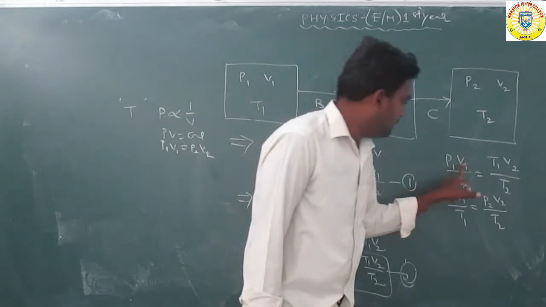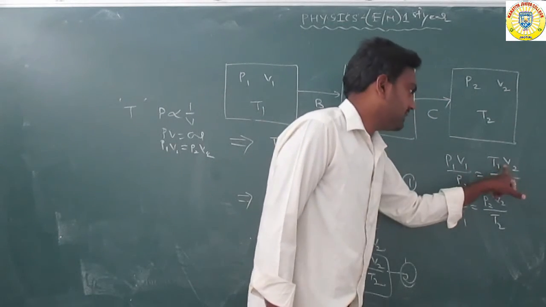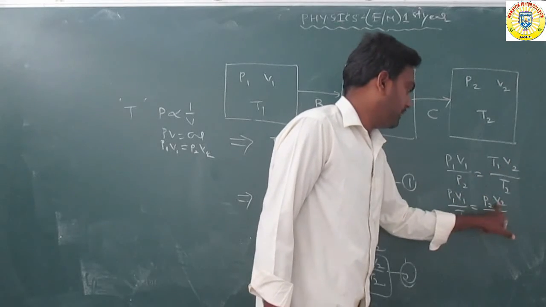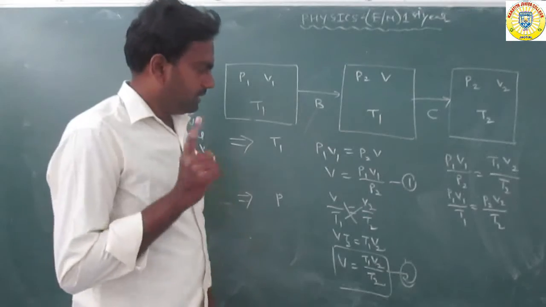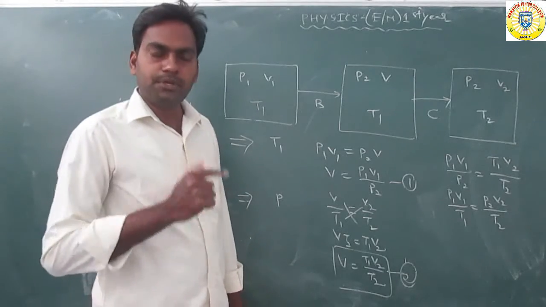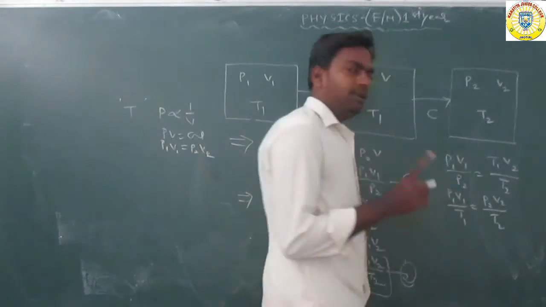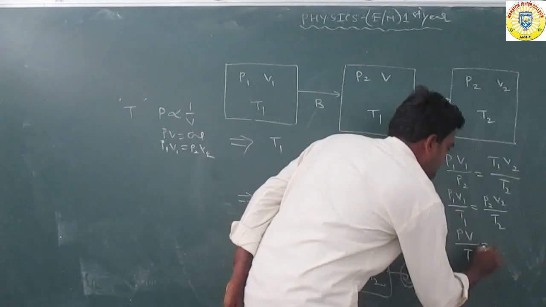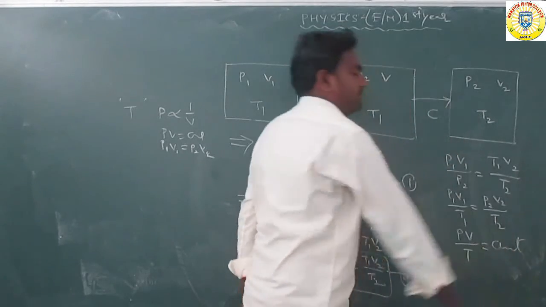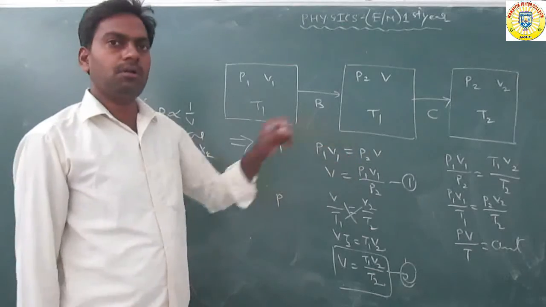P1 V1 by T1 is taken on one side, and P2 V2 by T2 on the other. Clear? So P1 V1 by T1 is equal to P2 V2 by T2, which is equal to a constant. We can write only one: P into V by T is equal to a constant.